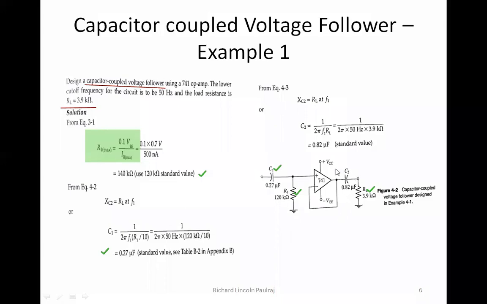So now what is left out? Left out is only C2. C2, of course, we can find out, right? Because RL is already given to us and F is already known to us. So 2 pi F is 50, I take it from the question. RL is also in the question. So which means I get about 0.82 microfarad. Calculate this and tell me. Yes, 0.82, right?